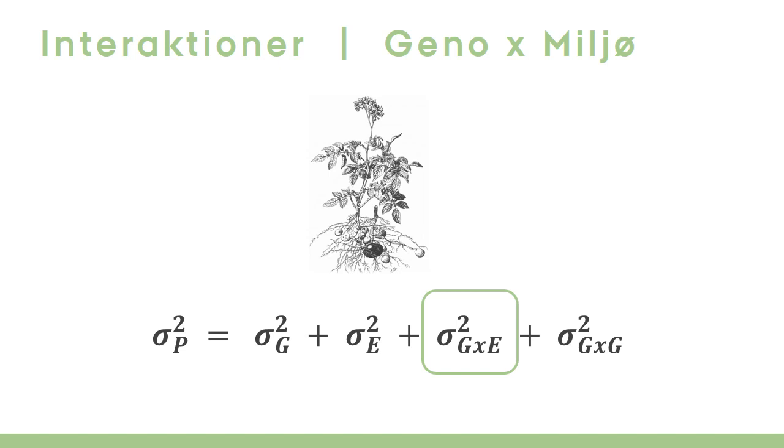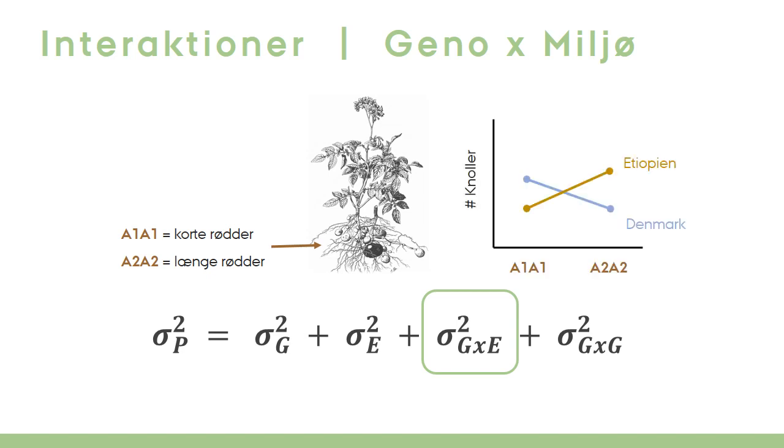And we'll use a little example with a potato plant. Imagine we have a potato plant and there's a locus, and the A1 genotype gives short roots, whereas the A2 genotype gives long roots. What we then see is when we look at 2 geographical locations, one in Ethiopia and one in Denmark. In Ethiopia, the A2 genotype, so that's the plants with the long roots, they outperform the plants with the short roots. And that could be explained because the ones with the long roots are better at reaching the water that's stored deep down in the ground. In Denmark, on the other hand, it's better to have short roots because there's enough water anyways.